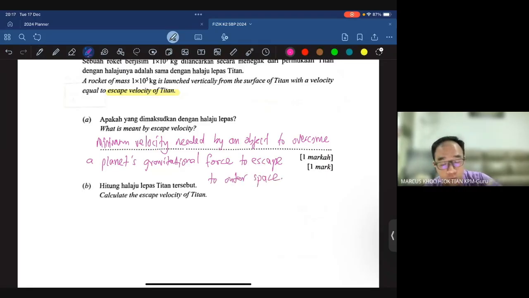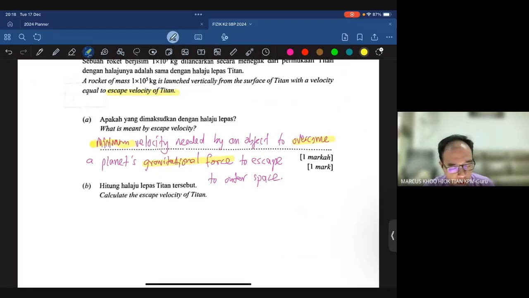Okay, the keyword for this is the word minimum. Minimum velocity to overcome gravitational force. Basically like that. These are the keywords that need to be in there for your definition to give you that full mark.